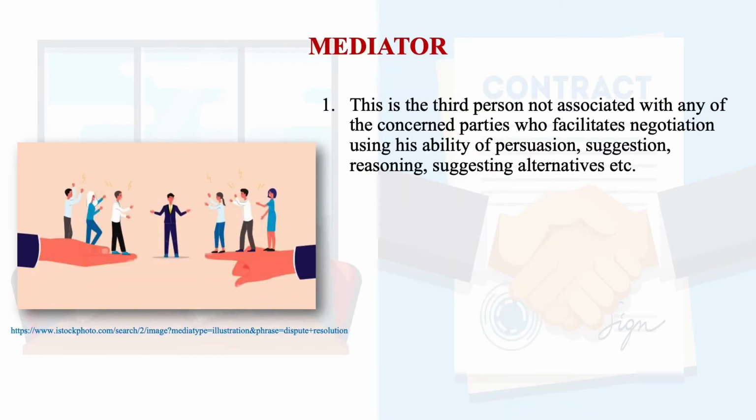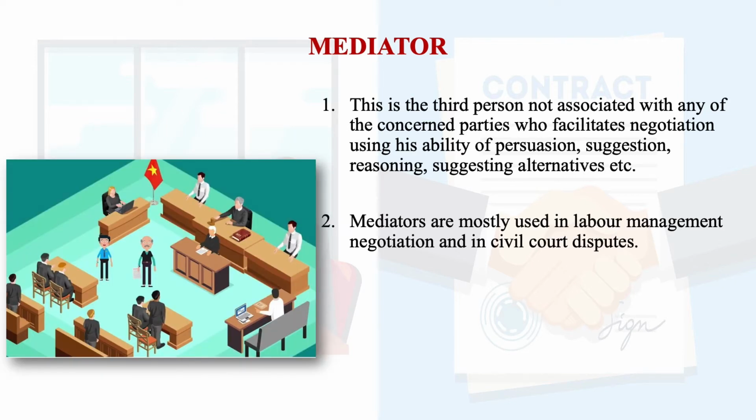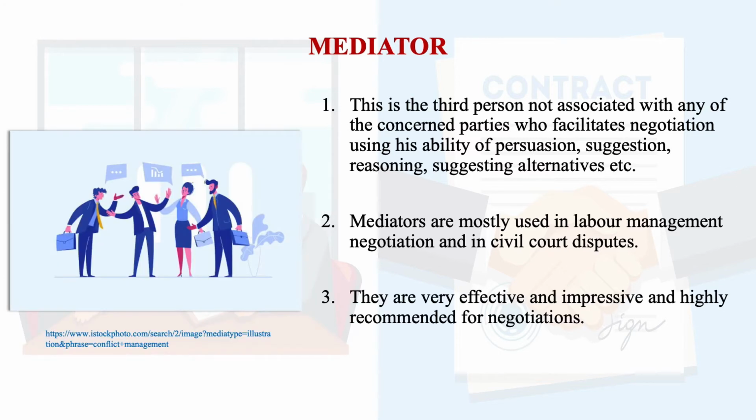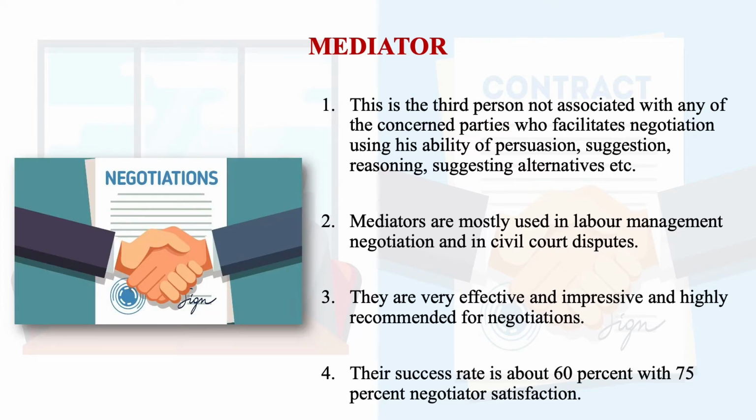Now who's a mediator? This is a third person not associated with any of the concerned parties who facilitates negotiation using his ability of persuasion, suggestion, reasoning, suggesting alternatives, etc. Mediators are mostly used in labor management negotiation and in civil court disputes. They are very effective and highly recommended for negotiations. Their success rate is about 60% with 75% negotiator satisfaction.